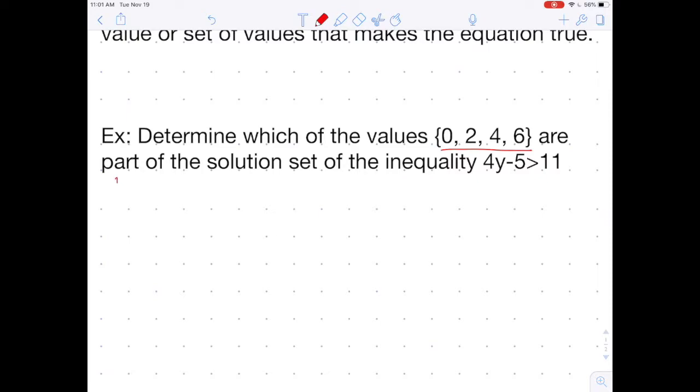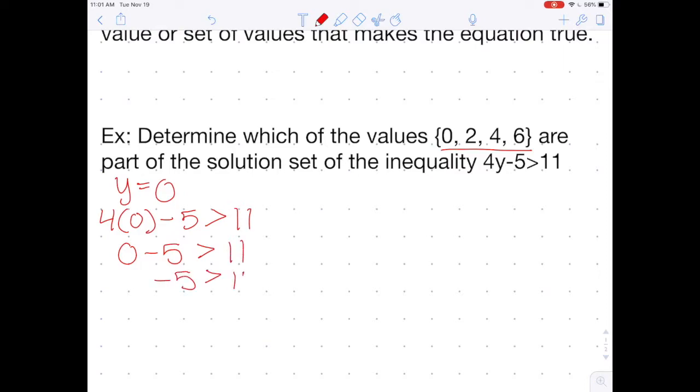So first, let's just start with y equals 0. So 4y is now 4 times 0 minus 5 greater than 11. 4 times 0 is 0 minus 5 greater than 11. Negative 5. Is negative 5 greater than 11? No. So this would not be in the solution set. So I'm just going to cross it off, because this is false.